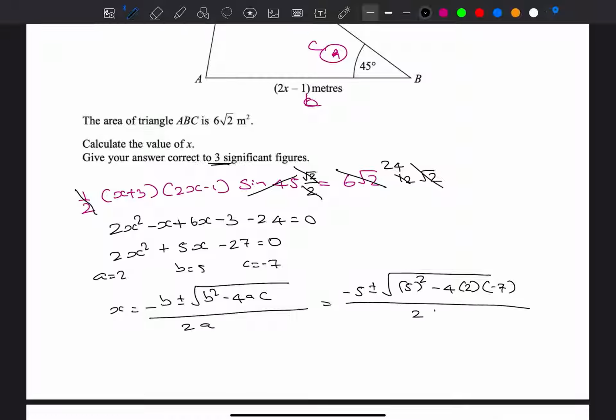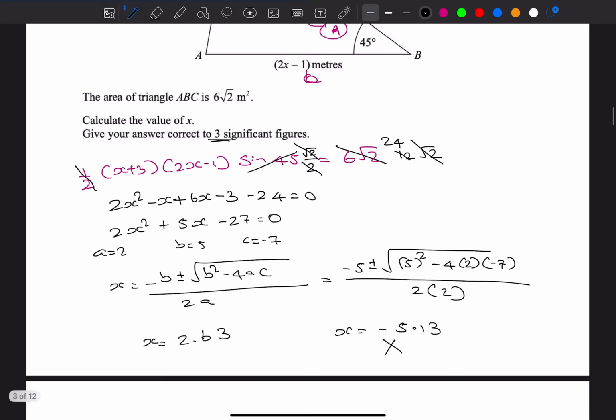Always make sure brackets. 2a is 2. So use a plus sign on the thing. So, three significant figures. One of the answer is 2.63. The other one, if you use the minus, is minus 5.13. And you know the negative answer will not be possible. So this is the answer to three significant figures.